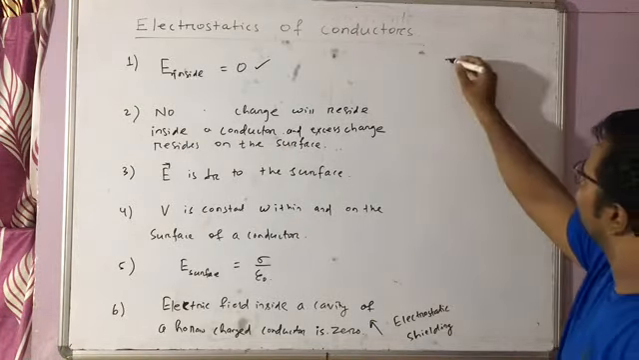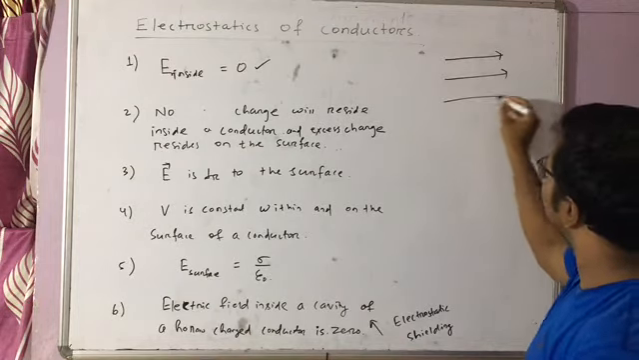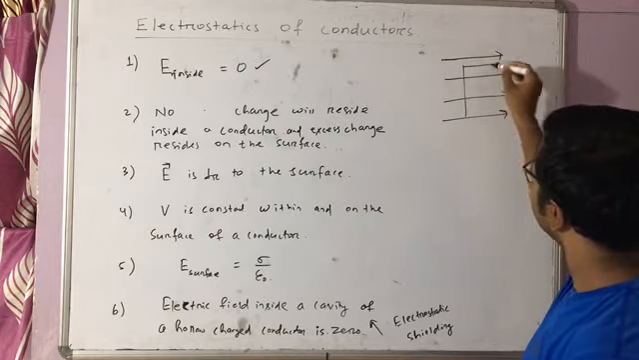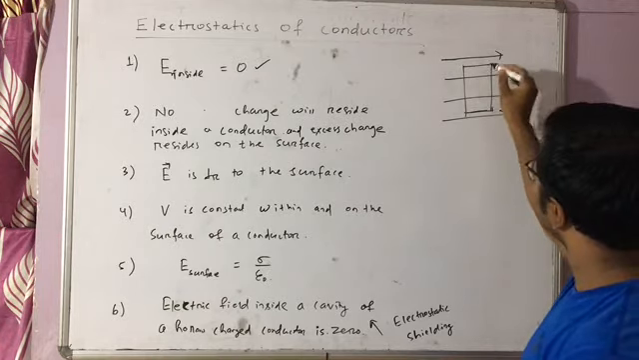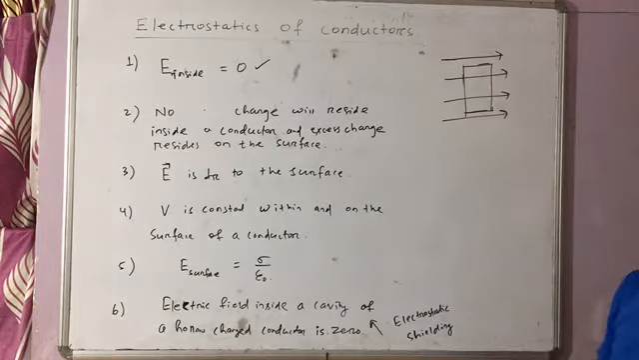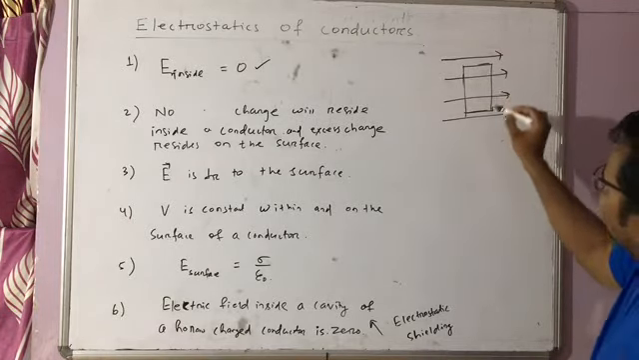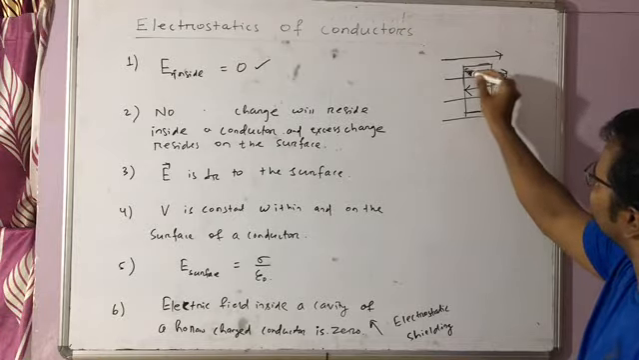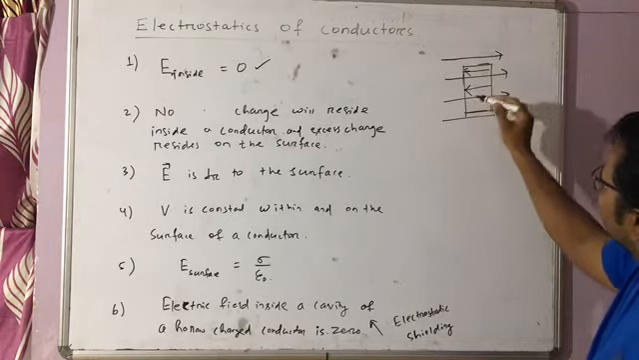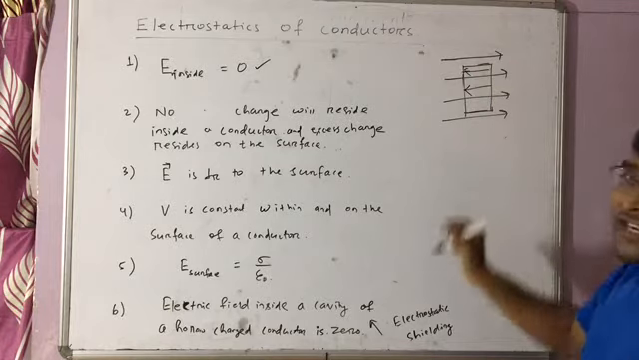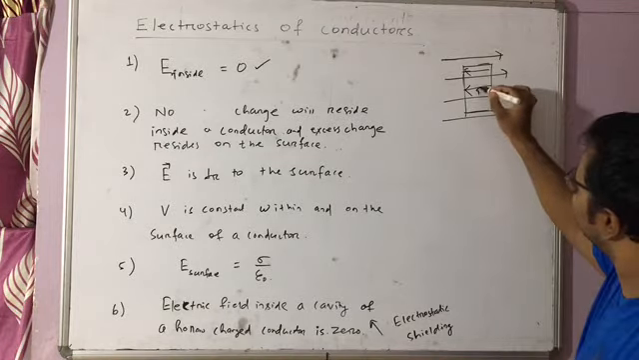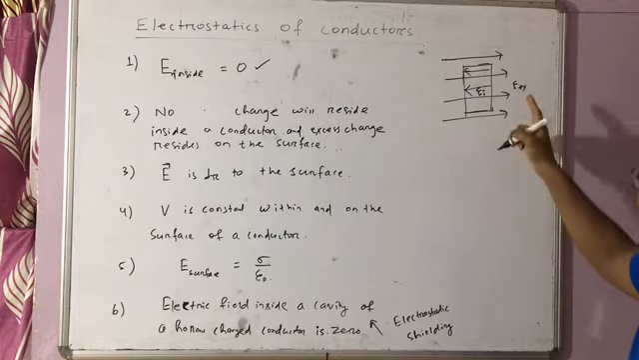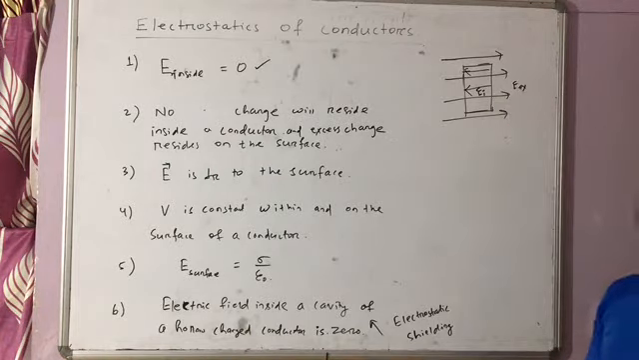Why? Suppose there exists one electric field here. You place a conductor here. Inside that conductor, there will be a charge separation, polarization will occur. The polarization will occur in such a way that there also exists another field inside the conductor. That is called the induced field, EI. The other one is your E external. Clear?